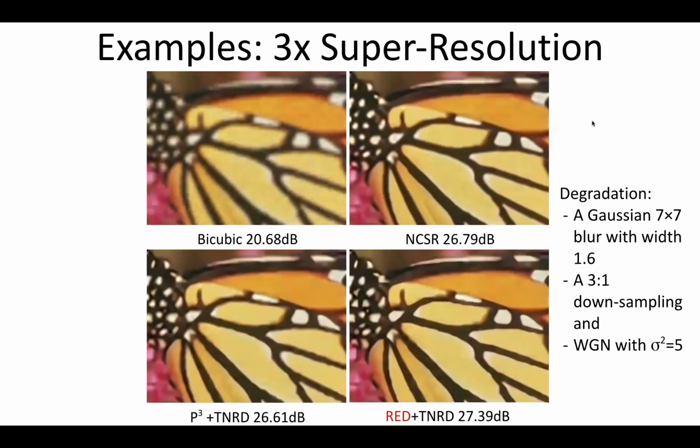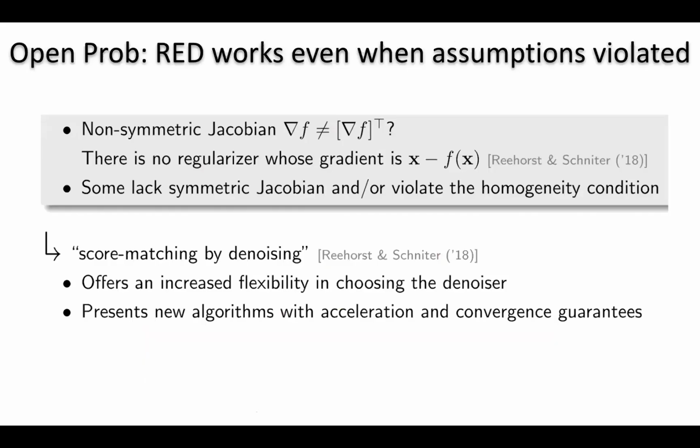Okay, here's another example. This is 3x super resolution. The top image there is blurred and downscaled, and then upscaled using bicubic, and the one on the bottom right is our reconstruction.